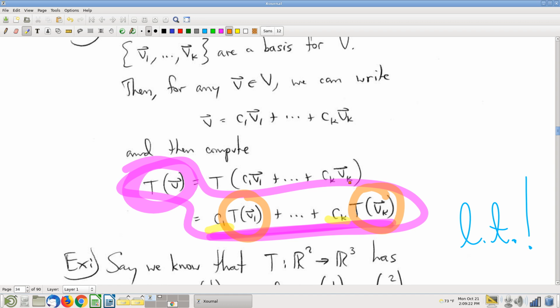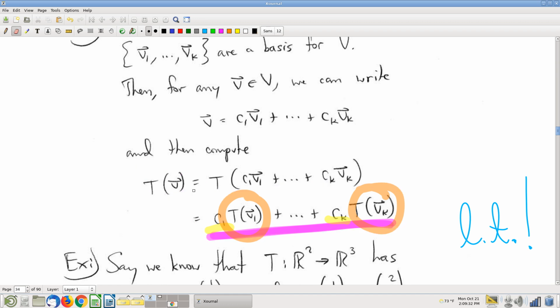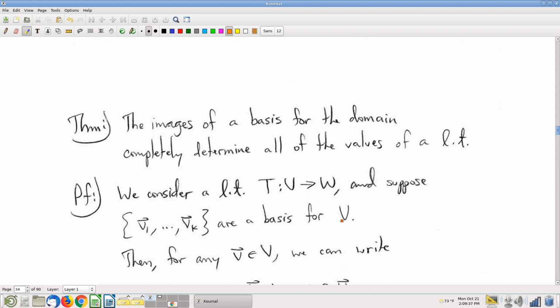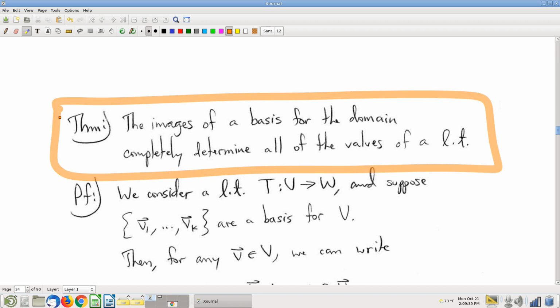Image means output from the function. So the image of a vector means what comes out of the function when you plug that vector into the function. Okay, so let me tell you why this is important, why this is useful, or a point of view on that. We're going to do a lot with this. It's going to be sort of subtext in a lot of things that we're going to do.